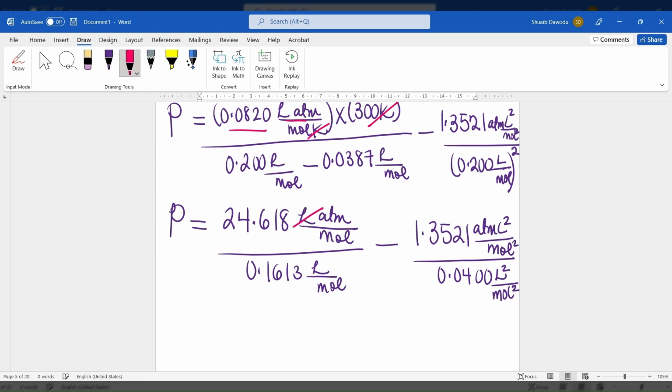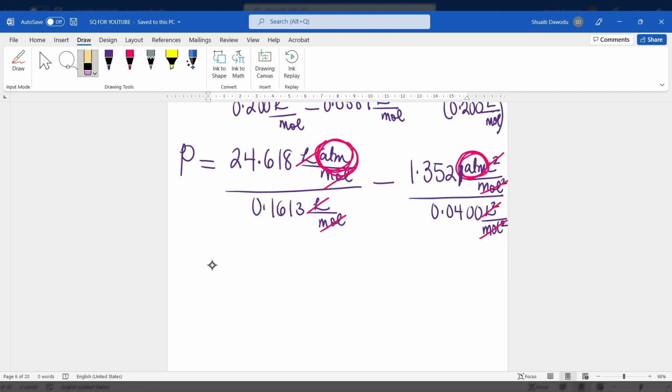We can cancel out the liters here, cancel out the liters, cancel out the mole, cancel out the mole, cancel out the liter squared here, cancel out the liter squared here, cancel out the mole squared here, and cancel out the mole squared here. What we have left on the left side of the negative sign is atmosphere, and what we have on the right side of the negative sign is atmosphere.